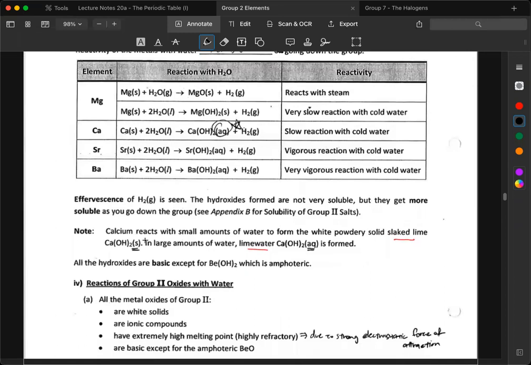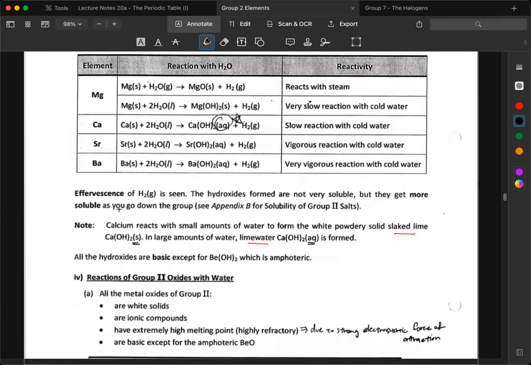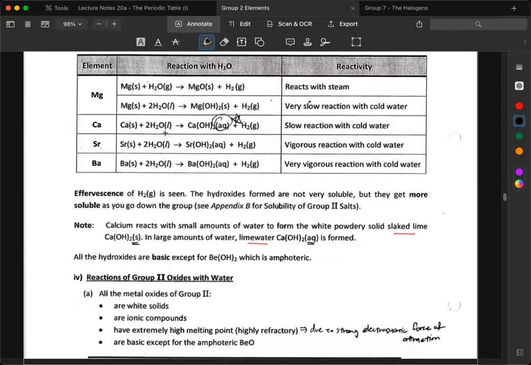Calcium reacts with a small amount of water to form a white powdery solid, slaked lime. In a large amount of water, then you form lime water. So it depends on how much water is added. So this is when you form aqueous, which is lime water, right? It must be a lot of water. If it's calcium hydroxide solid, it's called slaked lime. With aqueous, it's called lime water.